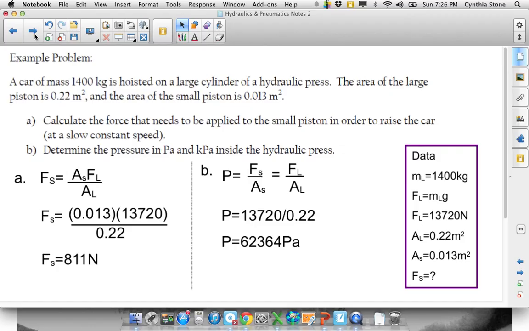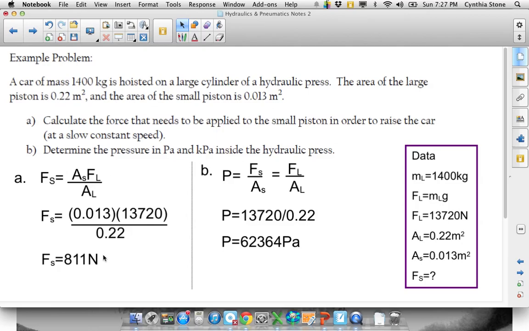So an example, so we have a car. There's its mass, the area of the large piston, so AL will be 0.22, and the area of the small piston is 0.013. So just looking at my givens, I'm given a mass, I'm not given FL, but the thing you need to know, this is important, is that FL is going to be the load that you're lifting, so ML times G. It's going to be the gravity force of the car, okay? So there's our FL, there's our AL, there's our AS. What minimum force must you apply? So you choose this form of the equation.